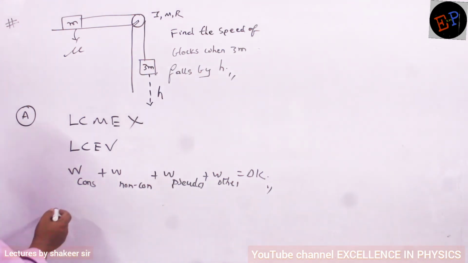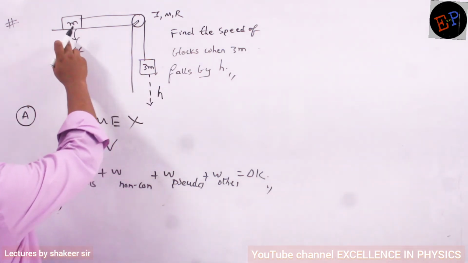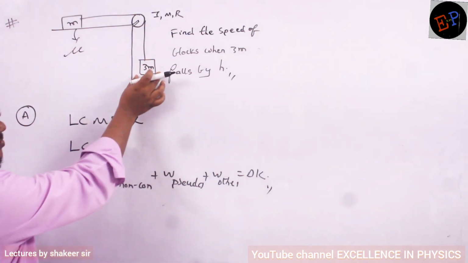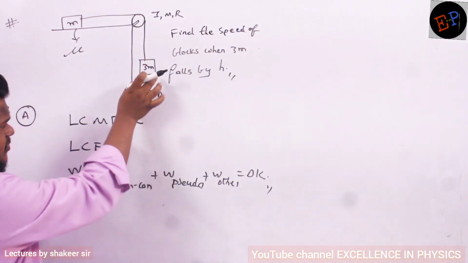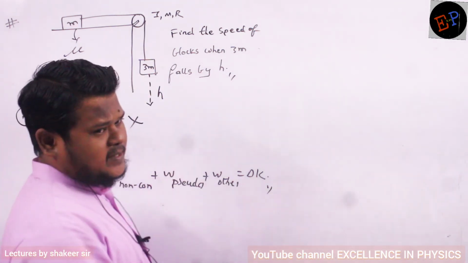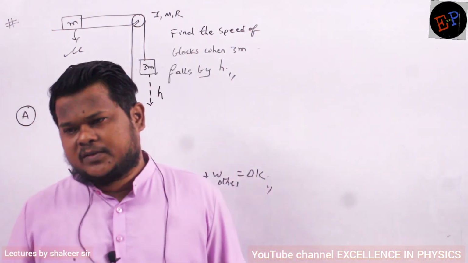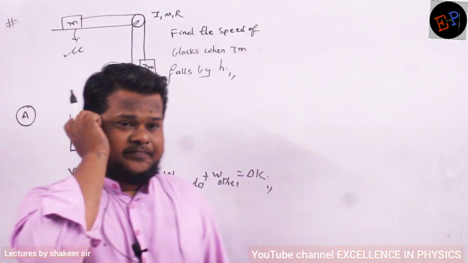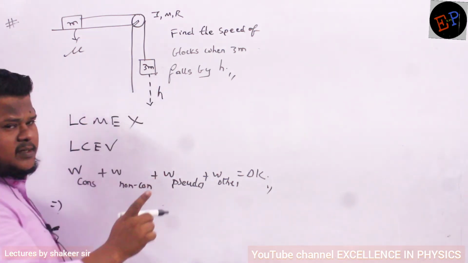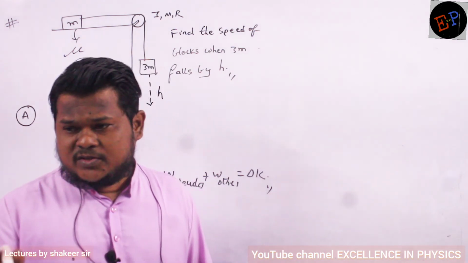So are there any conservative forces? Gravitational force is a conservative force, no? So gravitational force is doing work on which body, this body or this body? 3m. Because this is the only body which is moving downwards, no? So gravitational force can do work only on 3m. So will it do positive work or negative work on this body? You have to see that. Whether it will do positive work or negative work. This body of mass 3m, when it falls by a height of h, is gravitational force doing positive work or negative work?